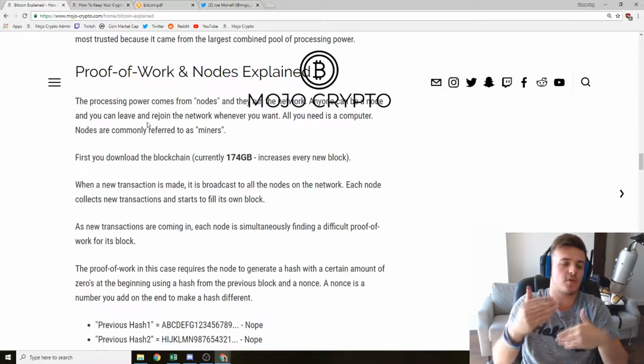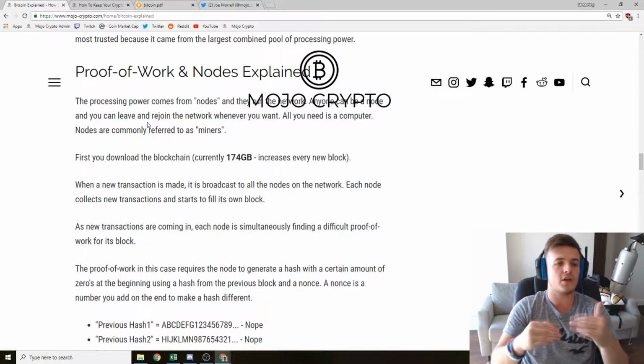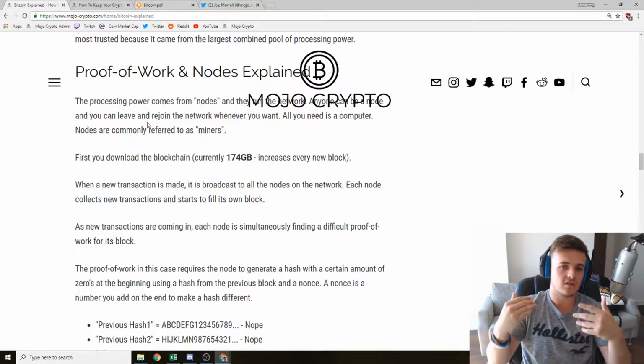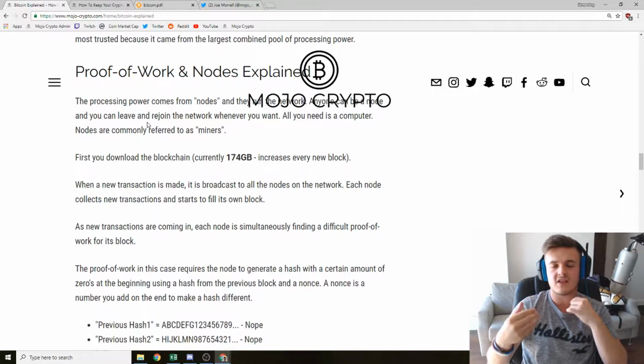So let's go down proof of work again. Let's actually dive down into what the proof of work is and what the computer actually has to do to solve it. So we know the computer has to solve the proof of work, but what does that mean? What does it have to solve?